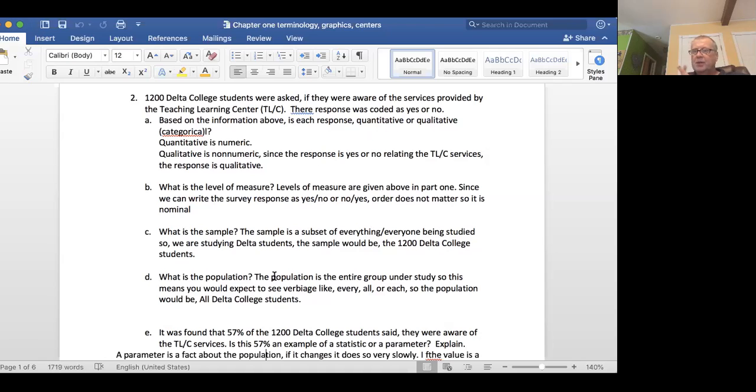Now, for samples, we always give it a size and then we tell it where it comes from. For populations, we always use words like all, every, each. If you see those words, you automatically know it's a population. If you see a sample size, a number, then it's probably going to be a sample. It's warning you there's a sample.